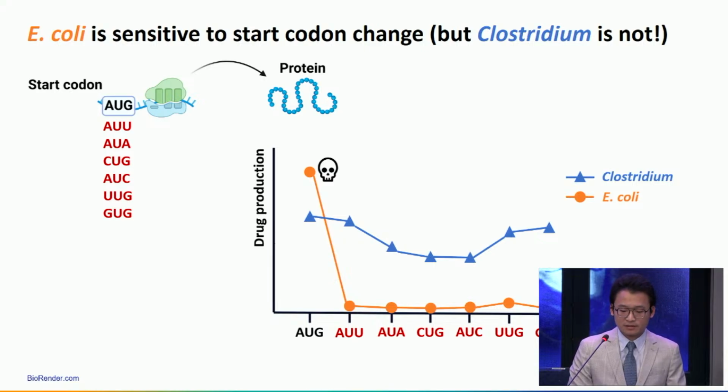suggesting the existence of different translation initiation between E. coli and Clostridium. This finding offers us an opportunity to independently switch off the drug production in E. coli, bypassing the potential drug toxicity during cloning process.